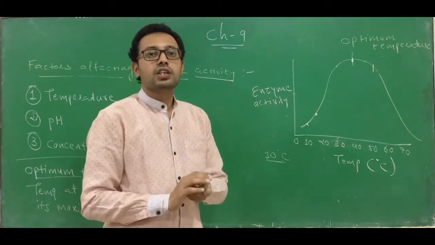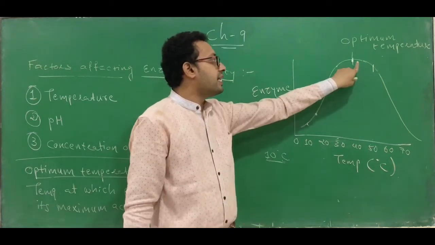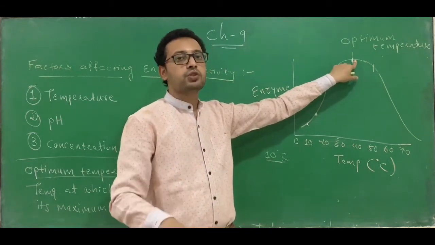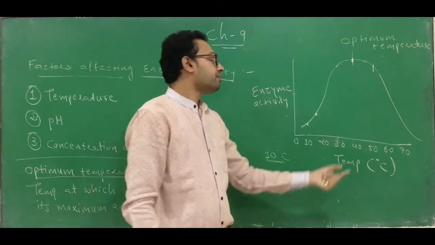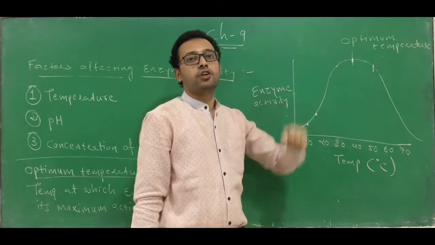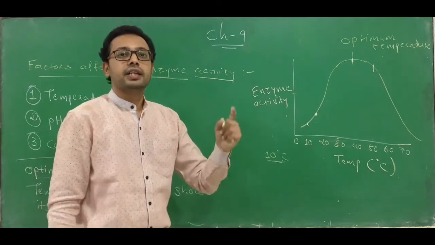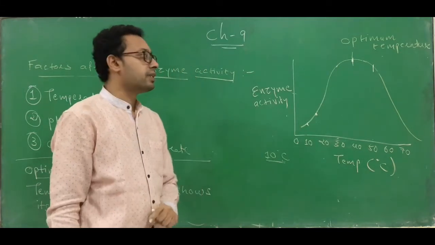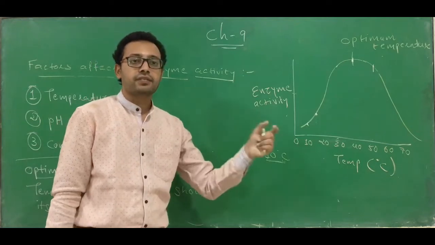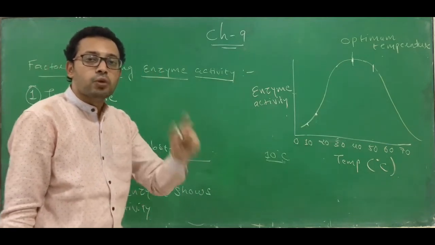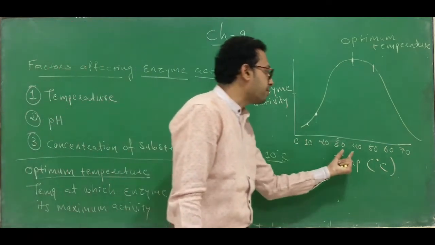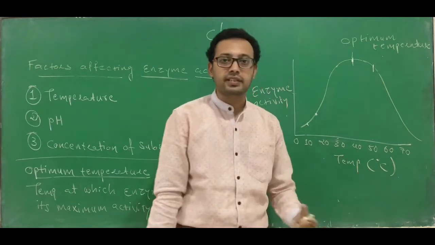In short, you just have to remember that every enzyme shows its maximum activity at the optimum temperature. If any deviation occurs from it, it reduces the enzyme activity. So this is called the effect of temperature. Most enzymes show the optimum temperature in the range of 30 to 40 degrees Celsius.